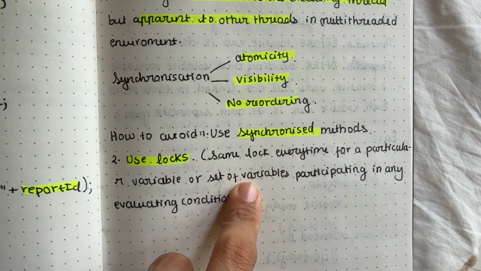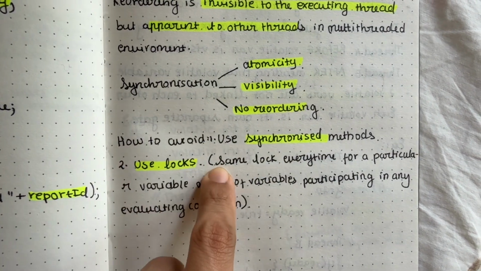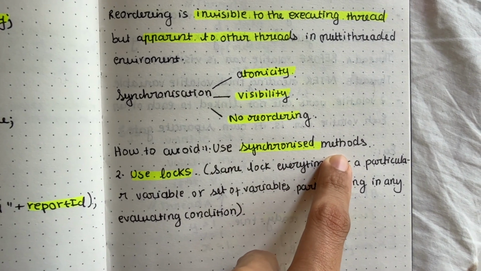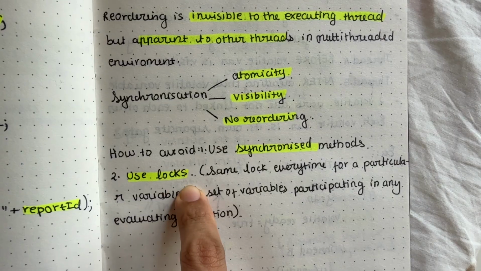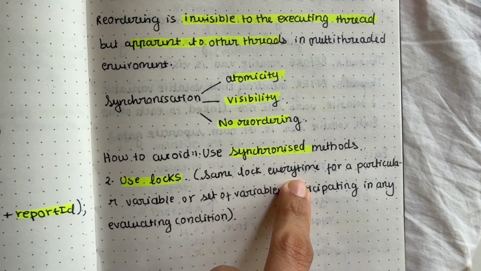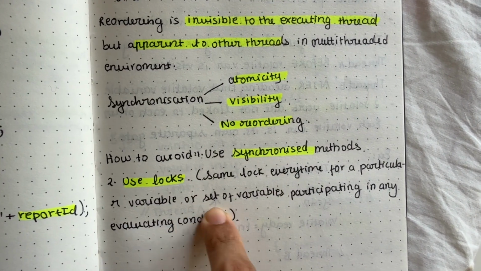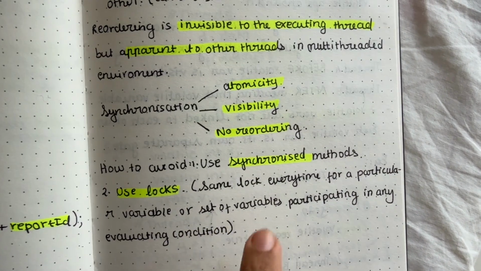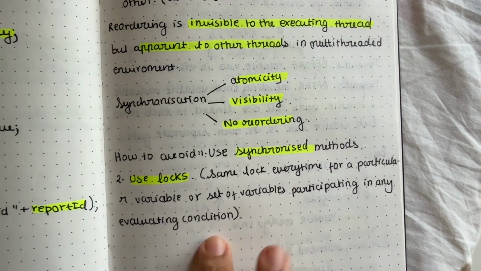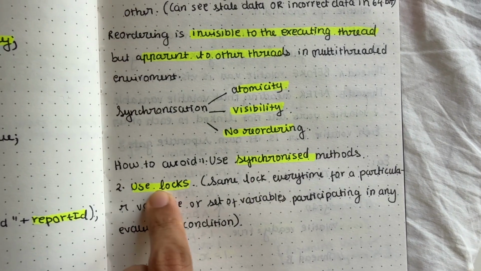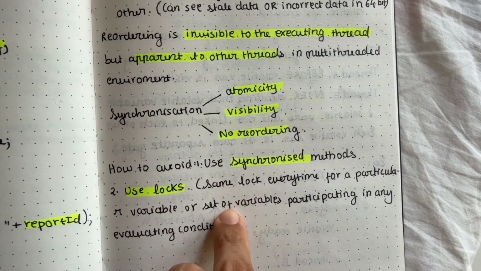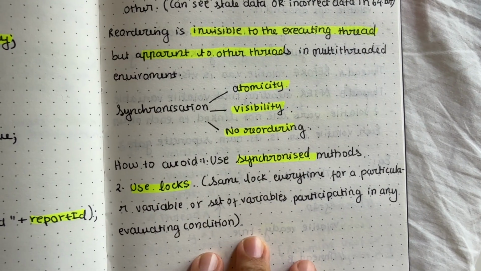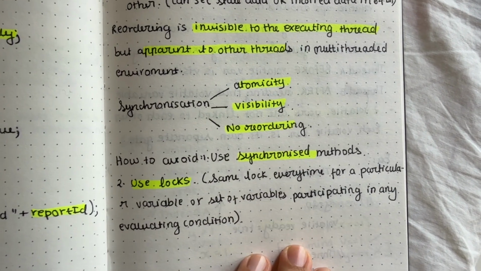So the techniques used to achieve synchronization are: first, use synchronized methods while accessing shared mutable variables. Second, use locks, but use the same lock every time for a particular variable or set of variables that are participating in any evaluating condition, or you can say invariant. So while using locks, this note should be kept in mind. And third is use volatile variables. We'll come to it in the next section.